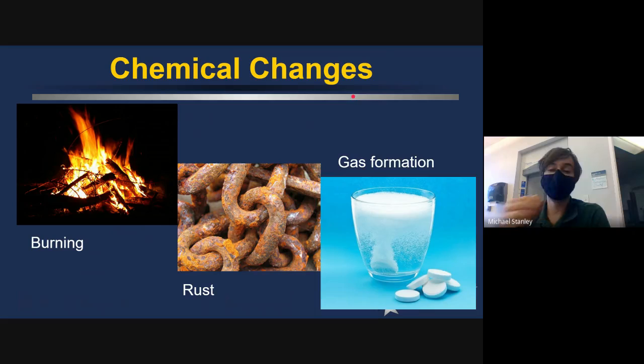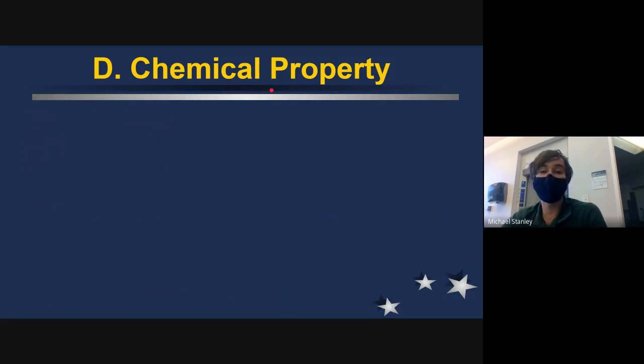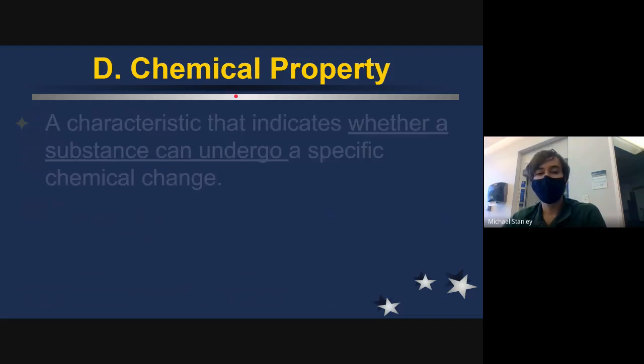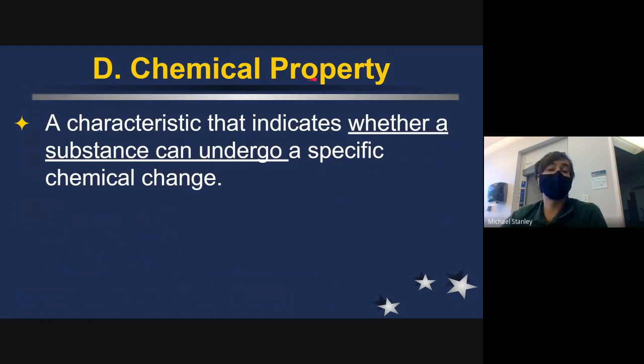All right, so finally, depending on what sort of chemical we're looking at, whether it's an Alka-Seltzer tablet, an iron chain, or some wooden logs, these chemicals are all likely to go through specific types of chemical changes. So how likely it is for a substance to go through a specific chemical change is called its chemical properties. So a chemical property of a substance is how likely it is to undergo a specific type of chemical change.